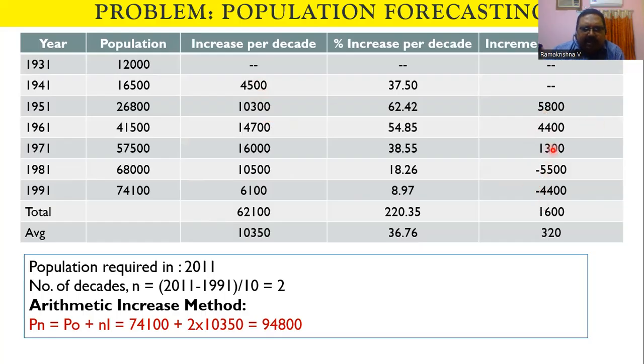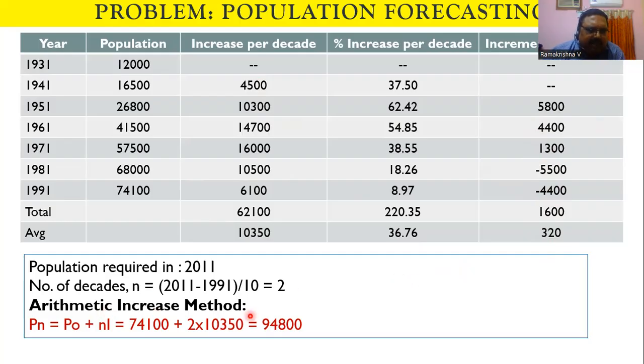And then we are taking the net value of the total, net positive and net negative, 1600. How many entries? 1, 2, 3, 4, 5. So divide by 5, 320. Once we have all this data, the tabulation is ready. Now we are going for the calculation.